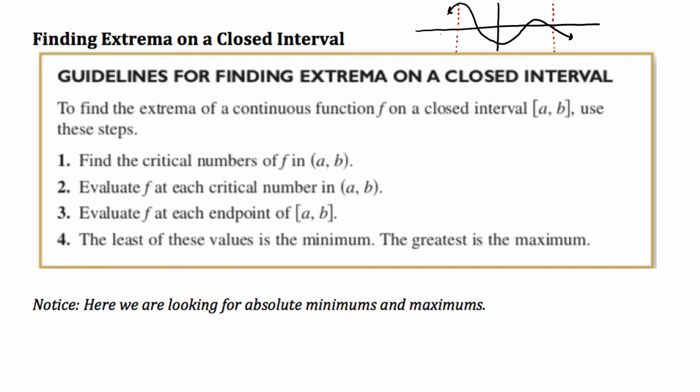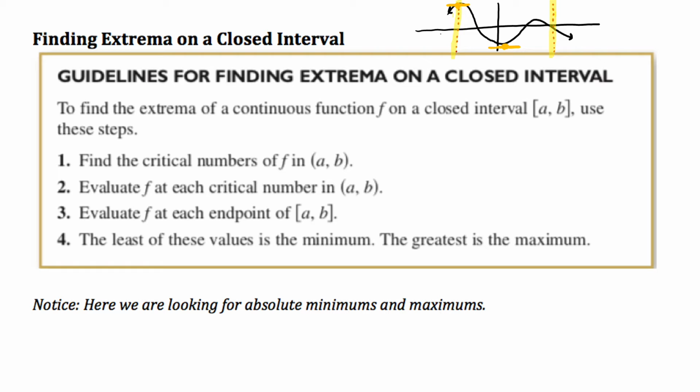That's because if you think about what we're looking for, either the highest or lowest point on a graph, but when we have a closed interval, that means we only care between these two values. So the highest or lowest point will only occur either at those critical numbers, so at those places where we have that horizontal tangent, or at one of the endpoints.